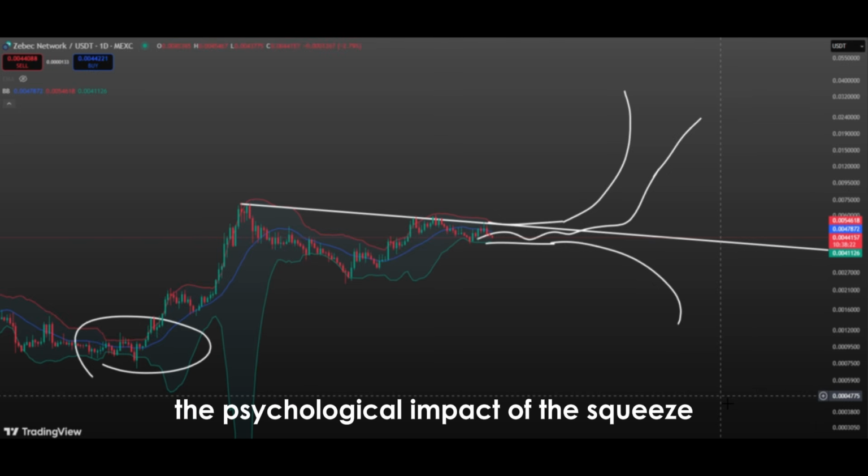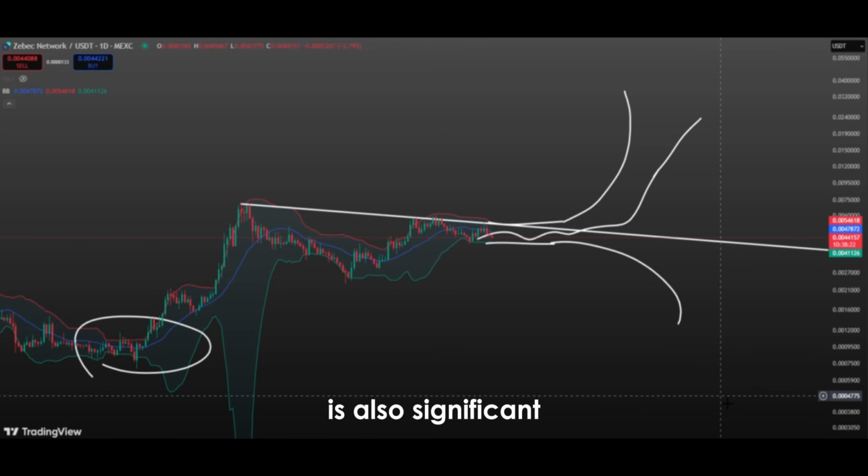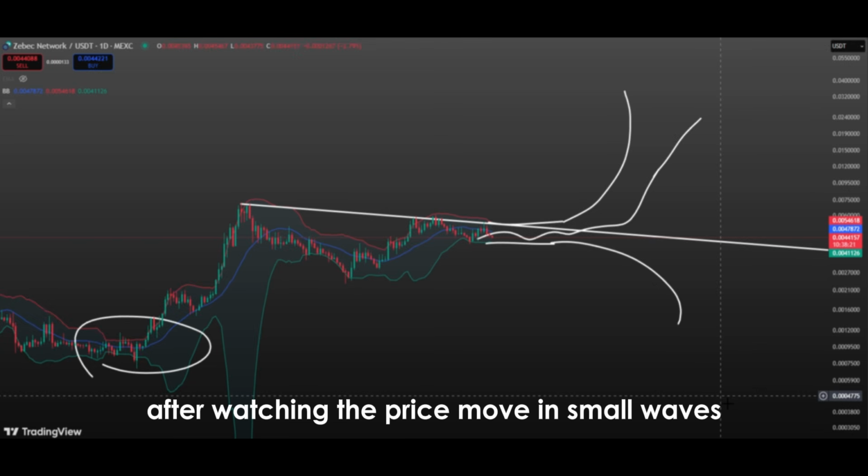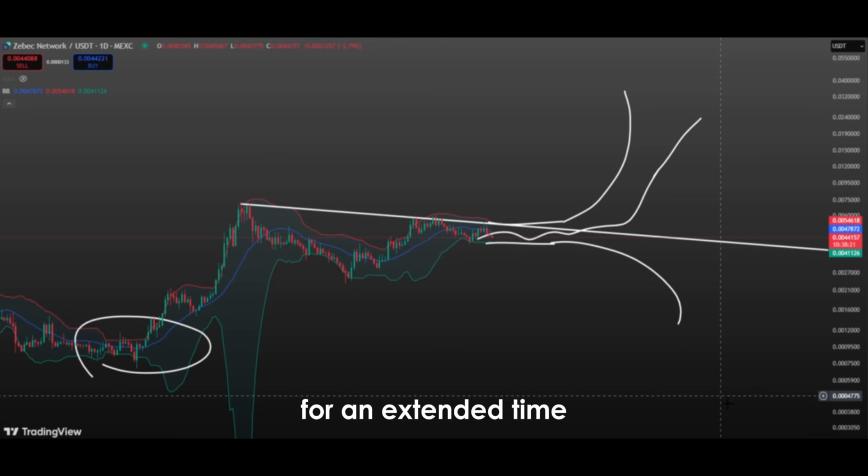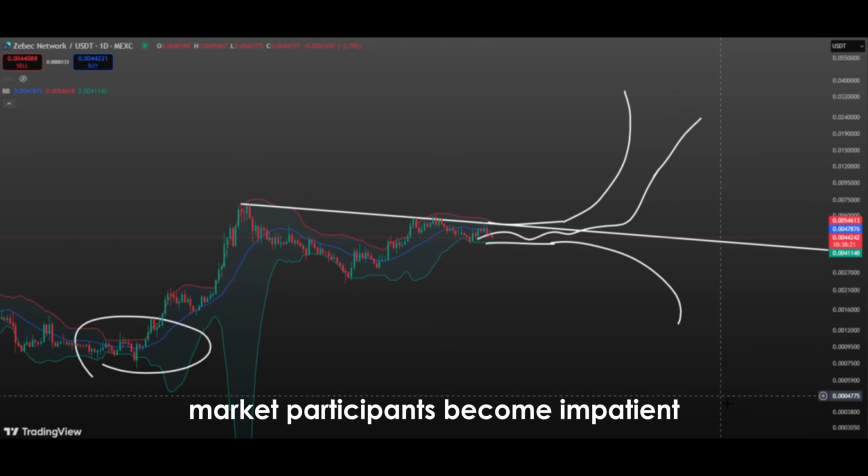The psychological impact of the squeeze is also significant. After watching the price move in small waves for an extended time, market participants become impatient.